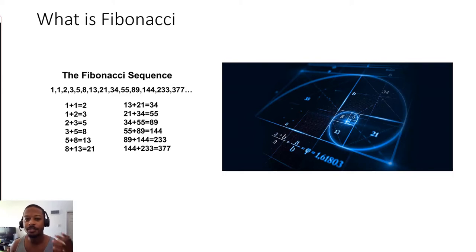For example, you have 0 plus 1, that equals 1. Then 1 plus 1 equals 2. Then 1 plus 2 equals 3. 2 plus 3 equals 5. 3 plus 5 equals 8. 5 plus 8 equals 13, and so on and so on. You kind of get where I'm going with that, or you should, anyways. That's pretty much how the Fibonacci sequence and numbers come about.